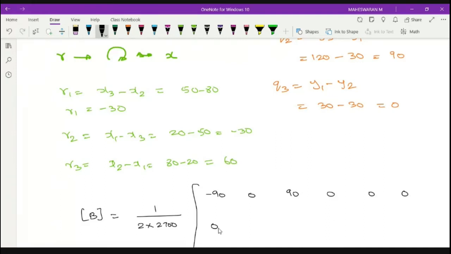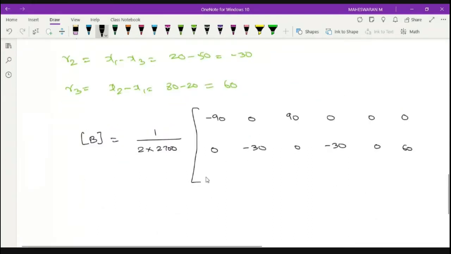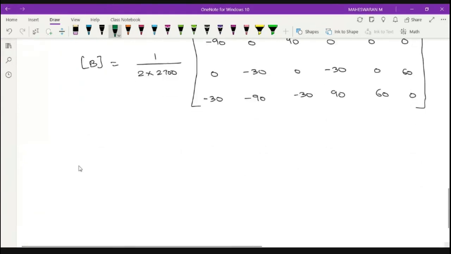Similarly, 0, R1 minus 30, 0, R2 minus 30, 0, R3, which is 60. So here, just opposite: minus 30, minus 90, minus 30, 90, 60, and 0. This is my B matrix. So one part is over. We identified our B matrix. The next step is identifying your D matrix.